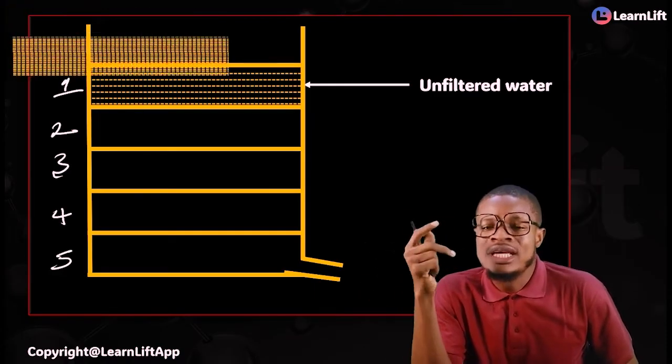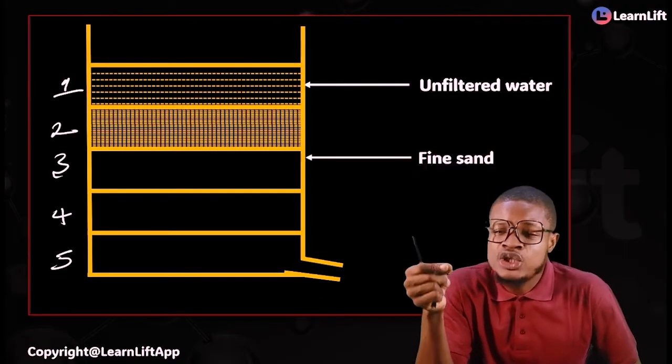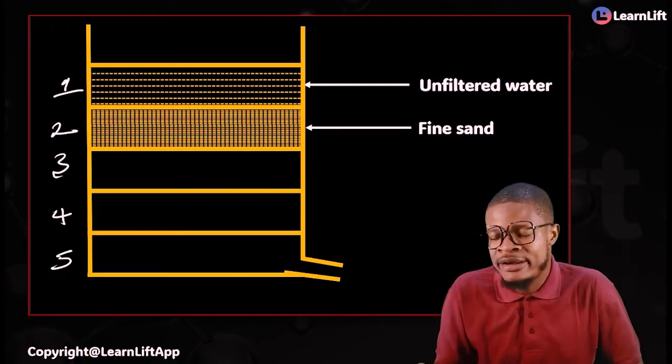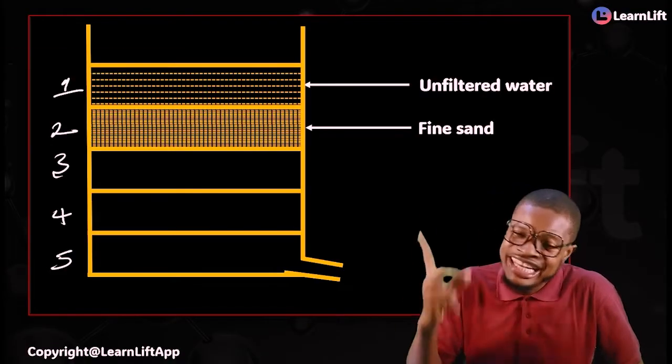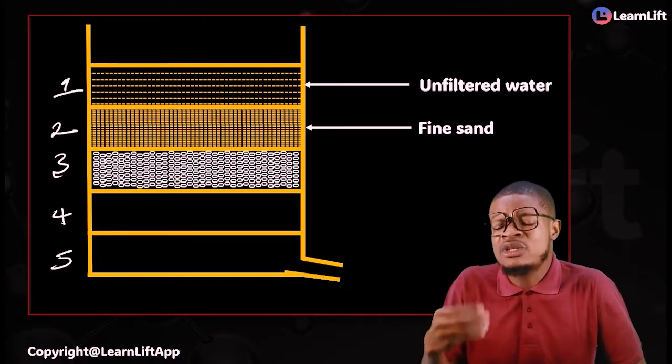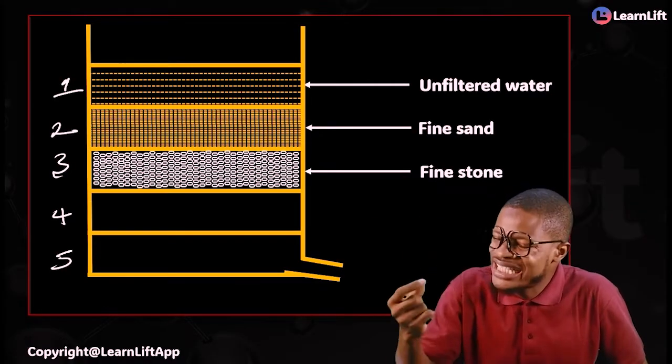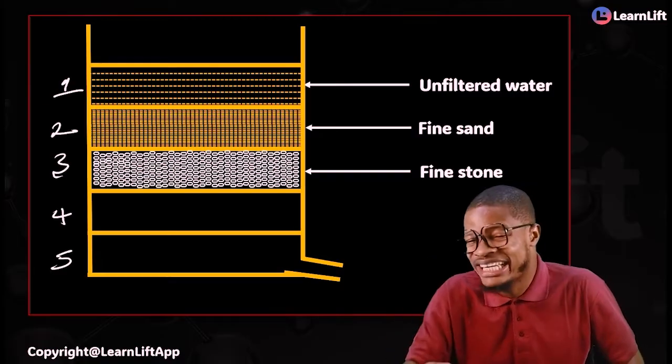Your layer 2 is the one that contains what is called your fine sand. Unfiltered water, layer 1. Fine sand, layer 2. Layer 3 contains even something more mature than fine sand, and that is called your fine stones. Fine sand, layer 2. Fine stones, layer 3.